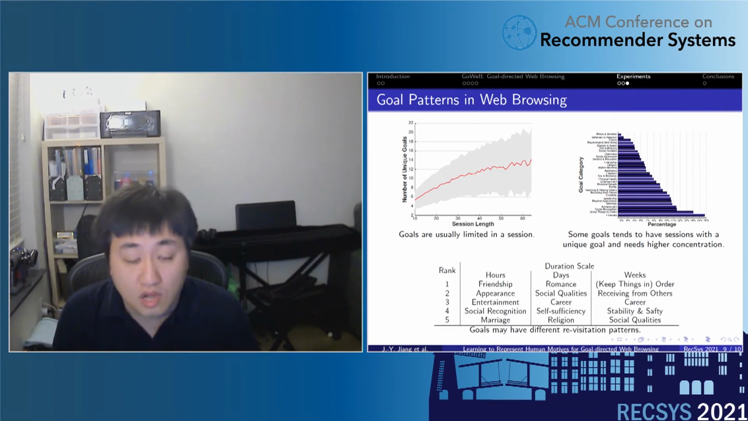And also, we analyze the revisitation pattern over the different goals. We can see some of the goals tend to have a shorter duration of revisitation, like friendship. But some goals may tend to have a longer duration, like revision from others or career. So some revisitation patterns could be longer.